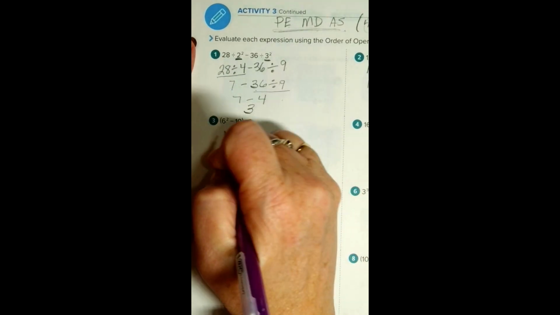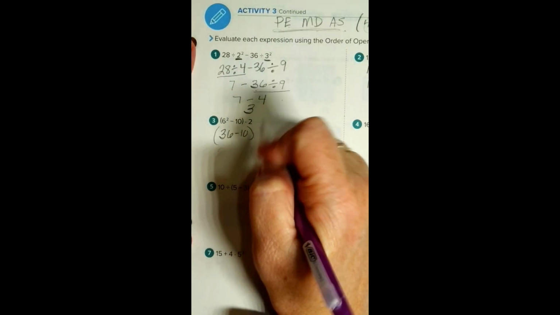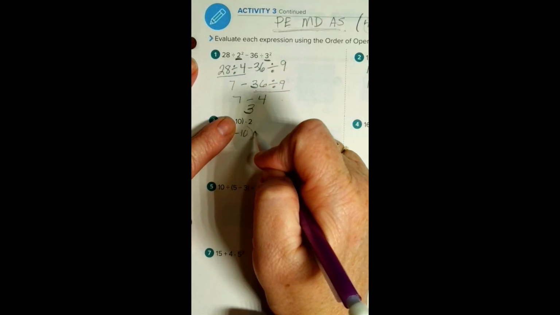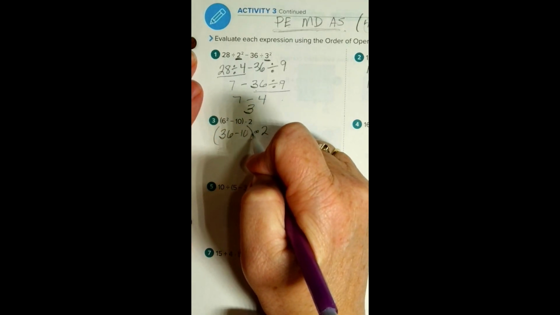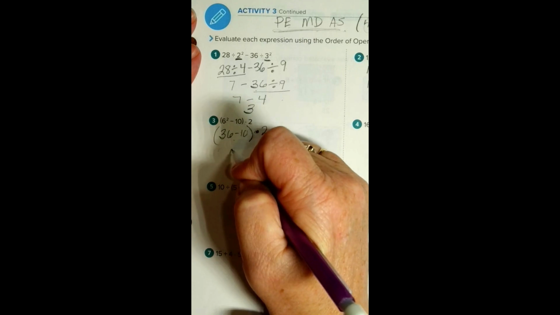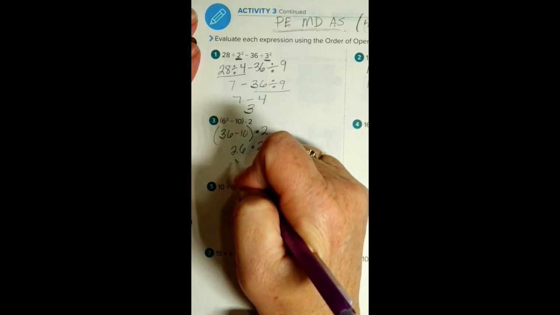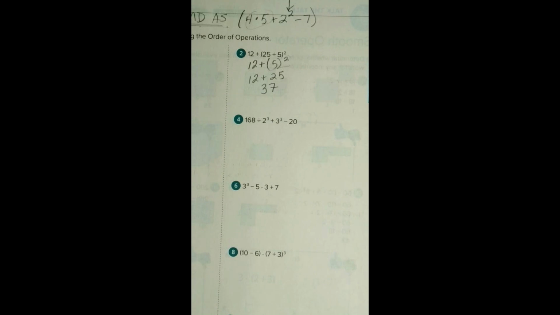Okay, so 6 squared is 36 minus 10. That's still in parentheses. If we dropped the parentheses, it would look like 10 times 2, but it's not 10 times 2. It's whatever's inside parentheses times 2. So that would be 26 times 2. So we have an answer of 52. Okay, number 4.